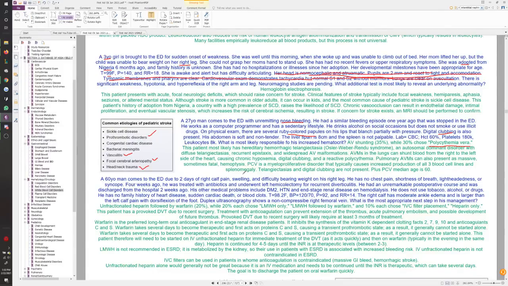PCV, polycythemia vera, is a myeloproliferative disorder that typically causes increased production of all three bloodlines, and you would see splenomegaly, right? But this patient didn't have it. Telangiectasias and digital clubbing are not present. In fact, they're able to do their oxygen exchange really well because they have all these extra red blood cells, right? So clubbing is one of the things you see in patients who are hypoxemic. You wouldn't see clubbing in a patient who has polycythemia vera, where they have so many red blood cells to carry oxygen. They're not going to be hypoxic, right?